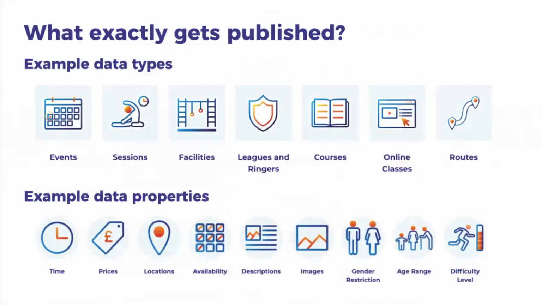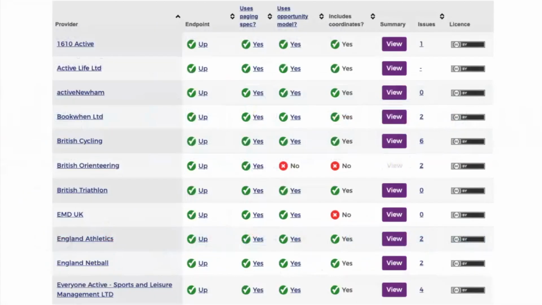And just to reiterate, to confirm what data we're talking about again, we mean things like events, sessions, and facilities, publishing properties like the times, prices, locations, and availability. And here's just a snapshot from our website. So this is a directory of where your feeds will be able to be seen once they're opened up, along with existing organizations who have already opened up their opportunity data.